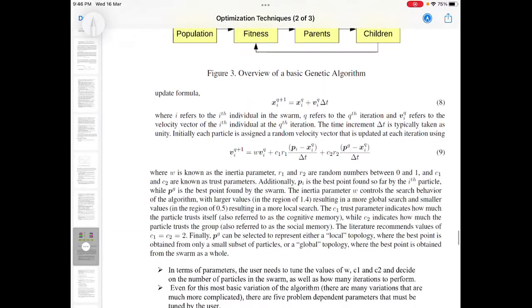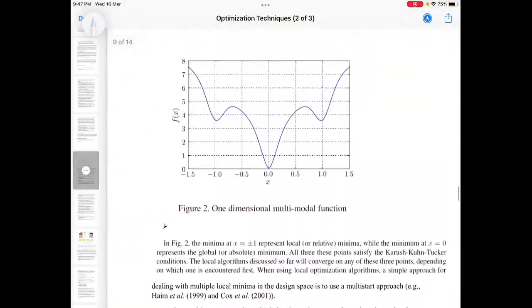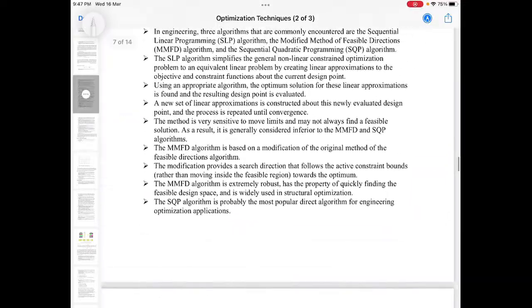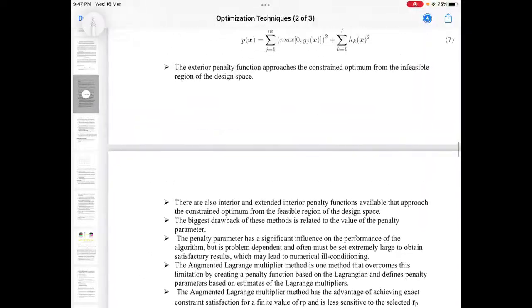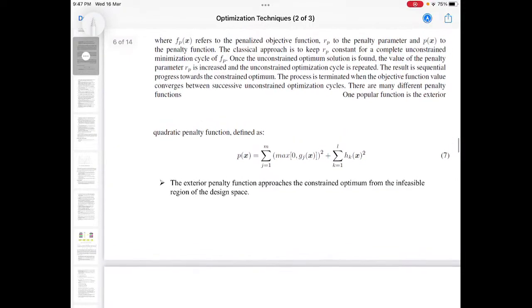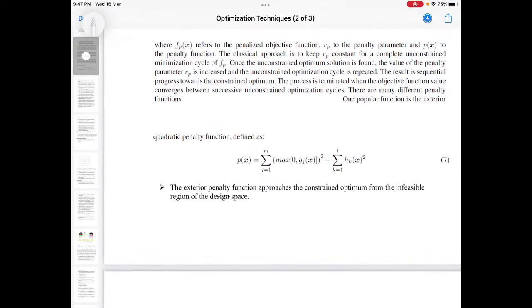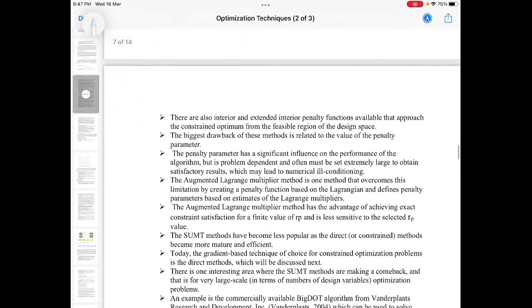So the result, the inertia parameter. Here w is called the inertia parameter. Here pi is the best point so far by the ith particle. I think this pi is different from the earlier pi, that is actually p of x. Since the same p is used, there might be a slight difficulty that it can be misinterpreted as a penalty function. But here you can see that it's not a penalty function.